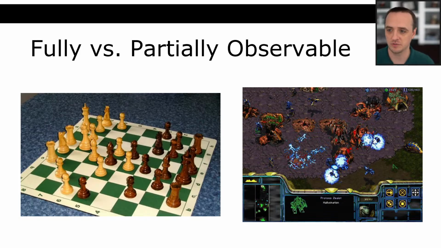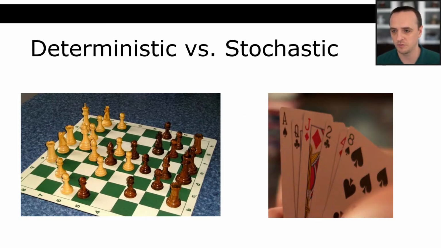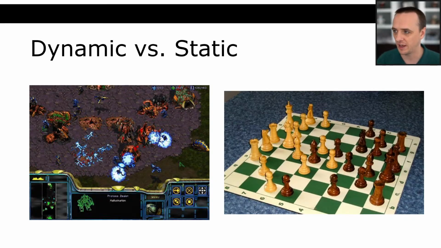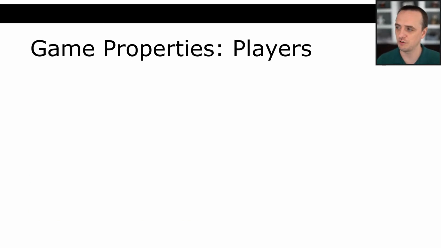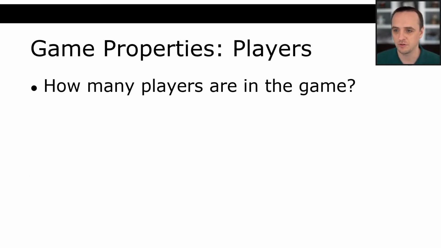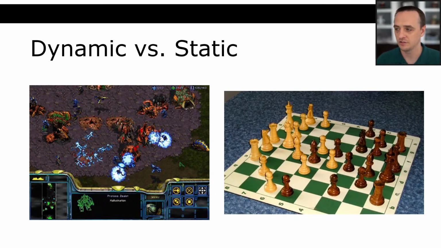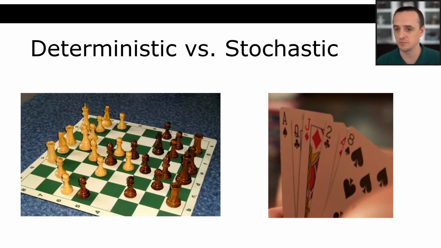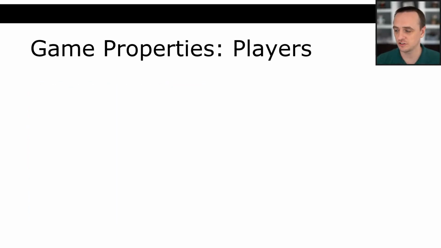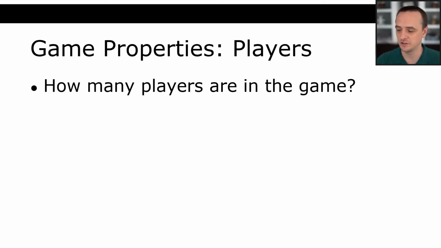So for example, games can be fully versus partially observable. They can be deterministic versus stochastic. They can be dynamic versus static. And they can also have different number of players. So for example, how many players are in the game? You might have to decide, okay, I'm making a game or I'm trying to apply an AI to the game. Well, the type of algorithm that I can apply depends on this. For example, some algorithms can be applied to deterministic games, but not stochastic games. And just like that, some algorithms can be applied to games with one player, like a puzzle or a Sudoku, but not games with multiple players.